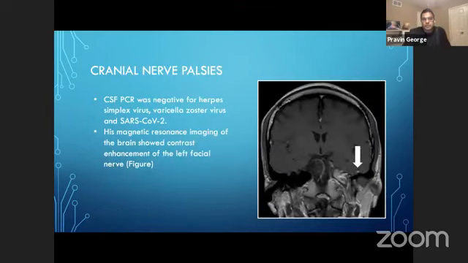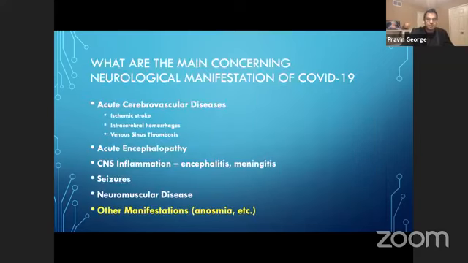We've also seen some cranial nerve palsies. This is a particular case where a patient was negative for herpes simplex, varicella zoster, and SARS-CoV-2 in CSF PCR, but his MRI showed contrast enhancement of the left facial nerve, right over here at the arrow. There's not really any other syndrome or inciting factor for this person to have this cranial nerve palsy outside of this. So they reported this case, and that was kind of an interesting thing.